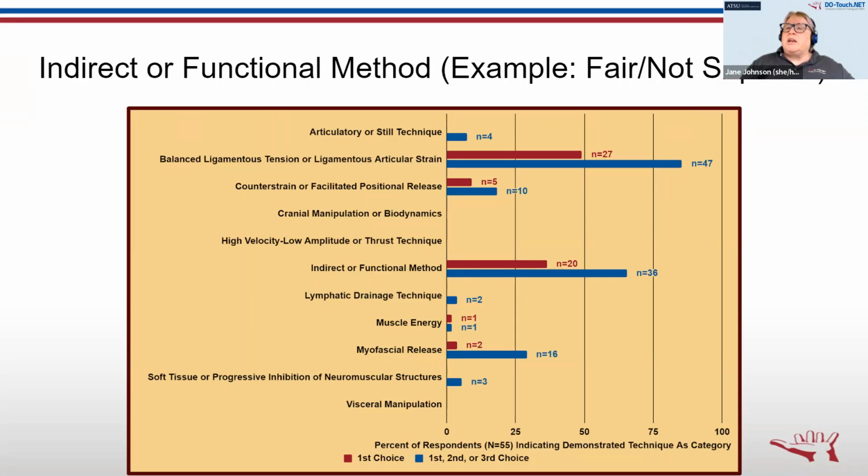I can tell you, we had comments about why people answered the way they did. One of the people who said it was indirect or functional method as one of their three choices commented that Edna Lay taught this technique, the technique being demonstrated here, as BLT. So that's an area where maybe we need different definitions or recategorizing things or things like that.